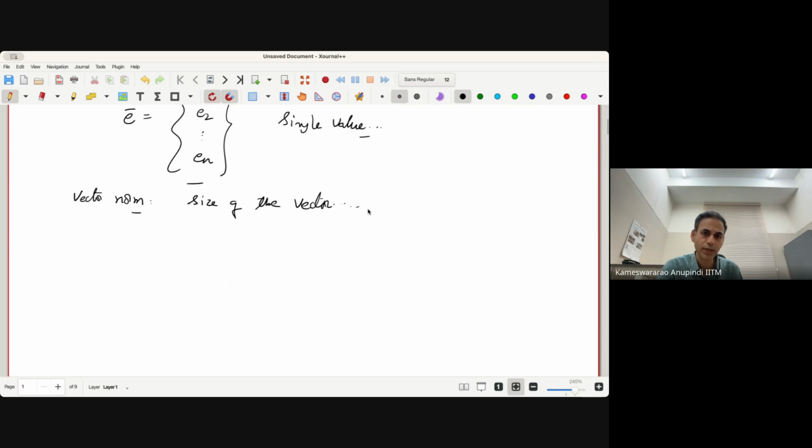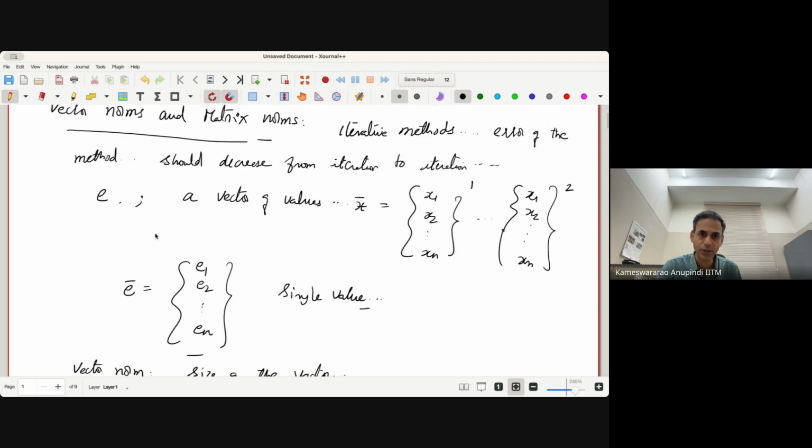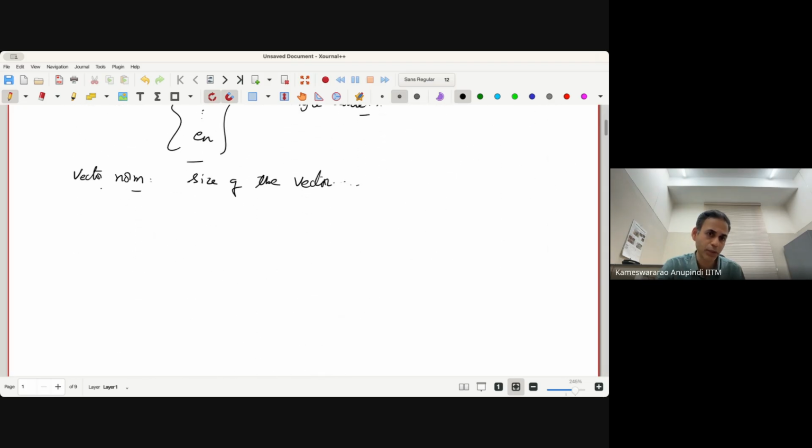Okay, so the size of the vector is what the vector norm basically tells us. Now, how do we define these vector norms? There are again several ways in which vector norms can be defined, and these are written as follows. The first one is called the L infinity or the infinity norm. The norm is written using these two parallel lines.